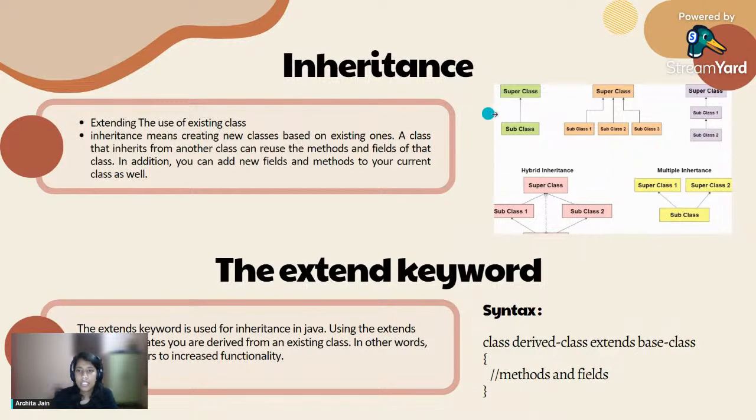And in this series are representing your different types of inheritance. This is the single level inheritance, multiple. There are basically 5 types of inheritance: single, multiple, hybrid, multi-level, and hierarchical. These are the 5 types of inheritance.